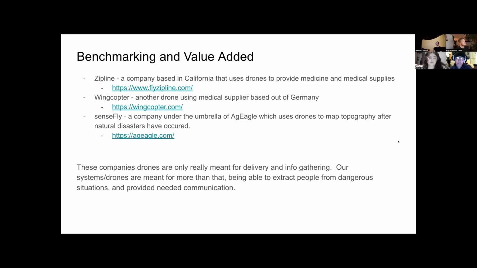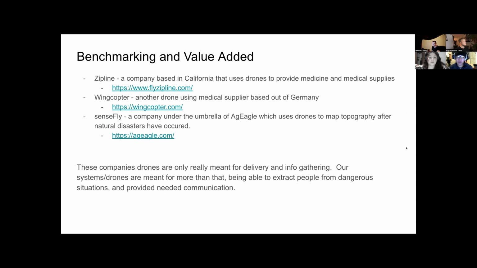Benchmarking and value added. There are a couple other companies that also do the same thing. They specialize in drones. So the first two we have here, Zipline and Wingcopter. These two companies, one's based in California, the other in Germany. They're there to provide medical supplies and vaccines. And then we have SenseFly. It's a company under AgEagle, and they use drones to map topography after natural disasters, so relief workers know where they're going. These company drones are really only meant for delivering and information gathering.